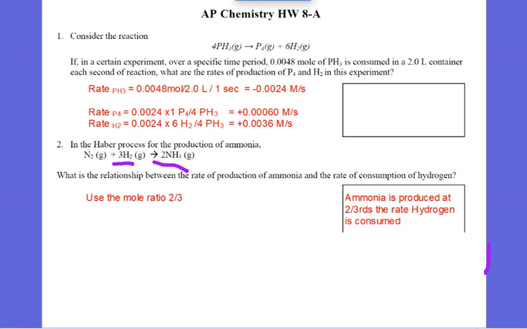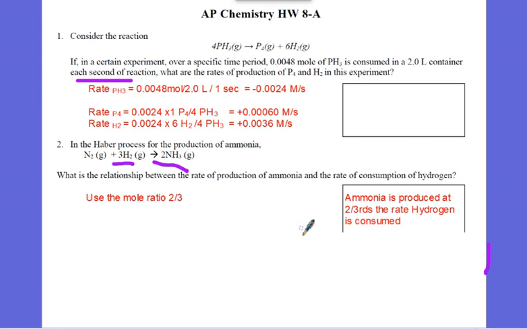Number one, we have a reaction or experiment occurring, and they tell us a lot of interesting pieces of information. They tell us how many moles are consumed, what volume they occupied, and the time it takes for this to occur. That time piece is a little bit harder to see here. It says each second of reaction. So that is our time piece.